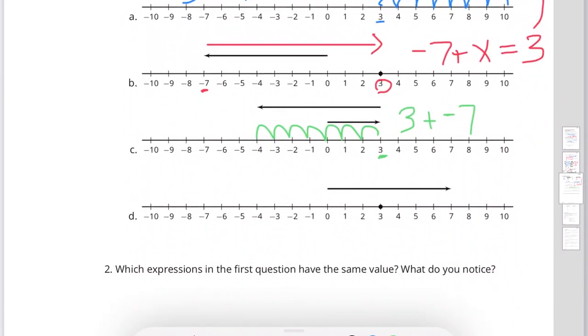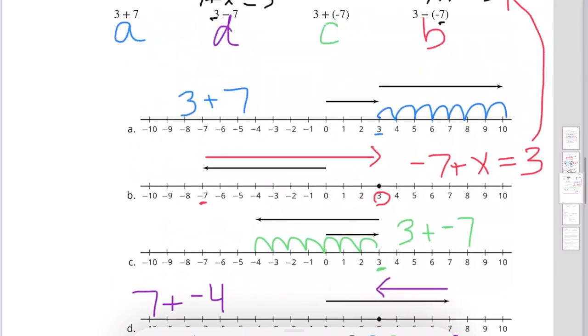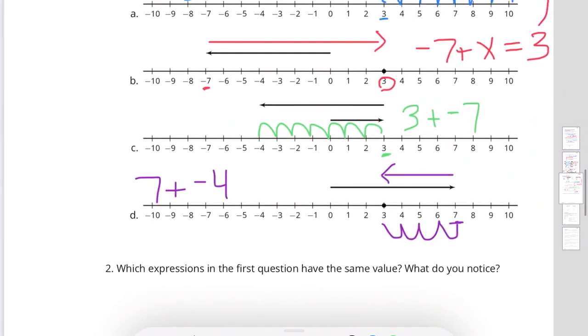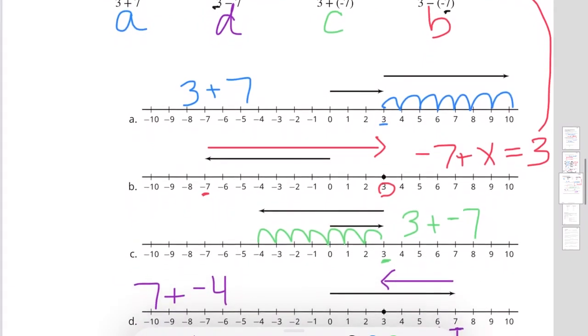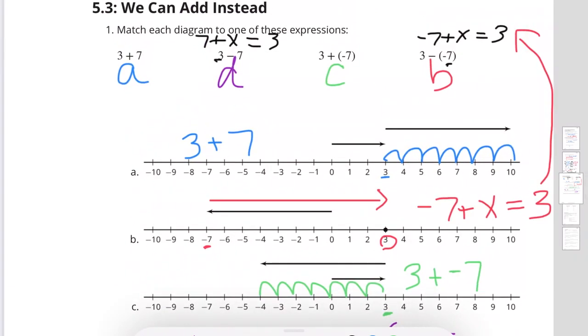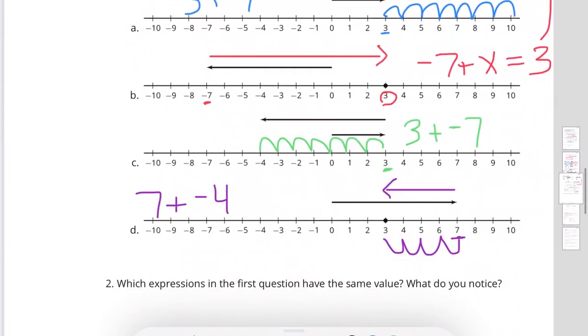So as you can see on D, my first arrow stops at +7. And I know I have to add something that would get me back to the 3. So to get from 7 to 3, I have to move to the left. And I know that's 1, 2, 3, 4 units. But since I moved to the left, it would be -4. So 7 plus -4 equals 3, which is the 7 plus x equals 3. And I know that my x is -4.